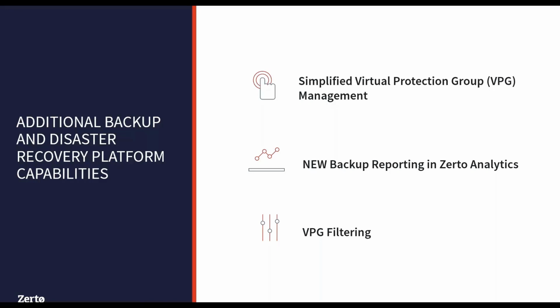But of course, we added way more to Zerto 9 than the features I just talked about. So we've added additional backup and DR capabilities to our platform. One of them is we simplified the way virtual protection groups are managed. One, by adding a new type of protection group, specifically for the local continuous backup use case, making it easier, requiring fewer steps to configure Zerto for your local continuous backup use case. But also things like the ability to mass edit certain settings within a virtual protection group, just making it easier to manage those protection groups.